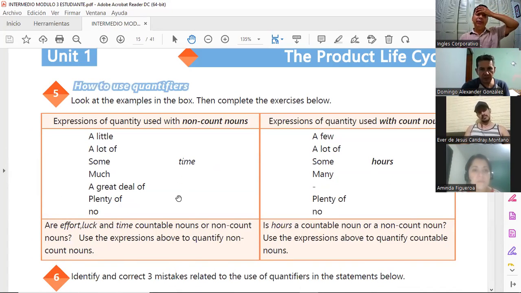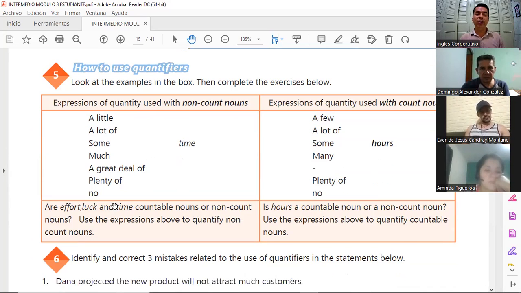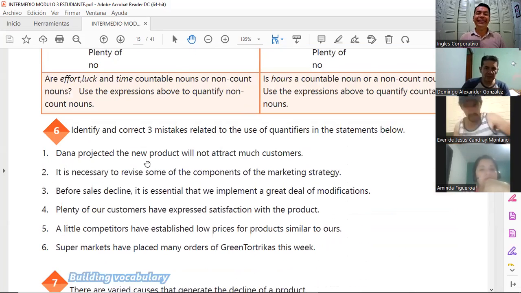According to the manual, remember, these expressions are used with non-count nouns: a little, a lot of, or you can say lots of, some, much, a great deal of, plenty of, and no. And these are used with count nouns: a few, a lot of, some, many, plenty of, and no, right? Good. Now we have 6 sentences.